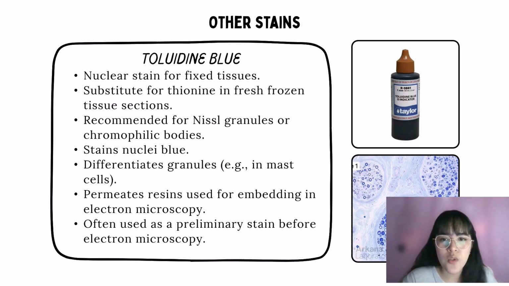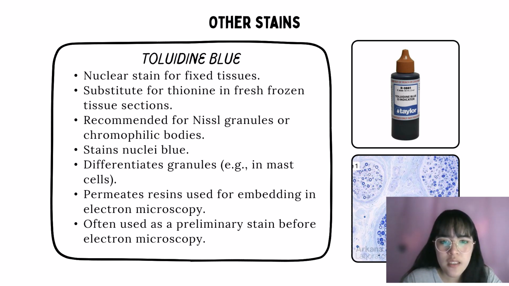Then we have toluidine blue. It is a nuclear stain for fixed tissues used as a substitute for thionin in fresh frozen tissue sections. It is recommended for staining of Nissl granules or chromophilic bodies. It is a particularly versatile dye that stains nuclei blue and can be used to differentiate different types of granules.